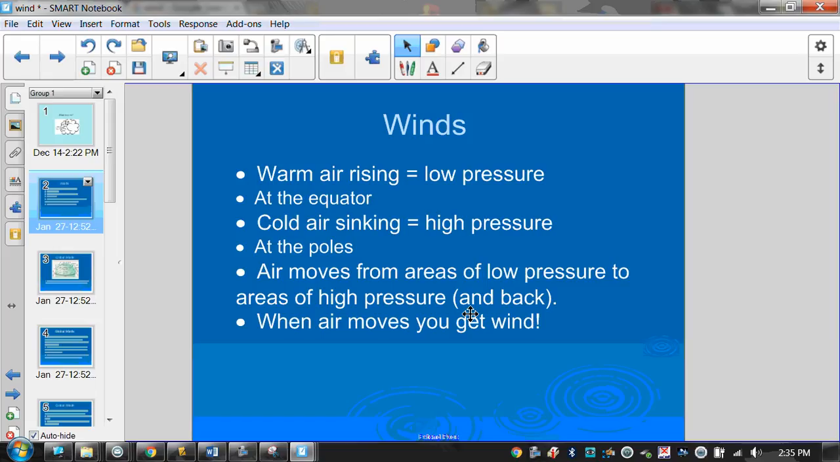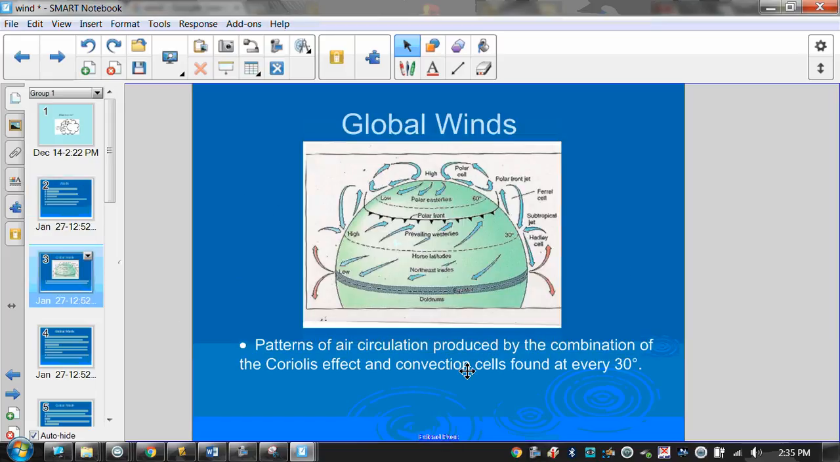The cold air sinks at the poles where the temperatures are colder, and so that's where we get the areas of high pressure, where the air is getting squeezed down towards the surface, and it just circulates back and forth between those areas of high and low pressure. Because of the way our planet spins, we get these cells. They're called convection cells, and they're found every 30 degrees latitude. And so we're going to talk a little bit about each one of those.